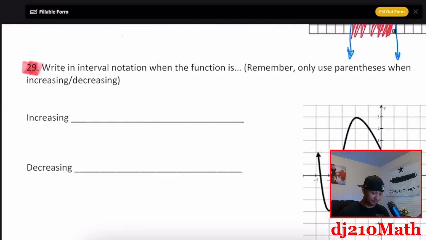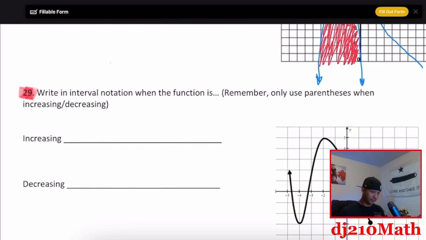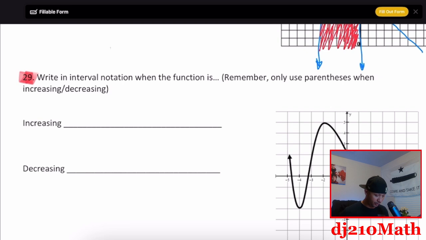All right, 29. It's the last one. So we want to write in interval notation. Interval notation is with parentheses or brackets, right? That's what interval notation is. So if you see an inequality, a less than or equal sign or greater than or equal, you can always cross those out.